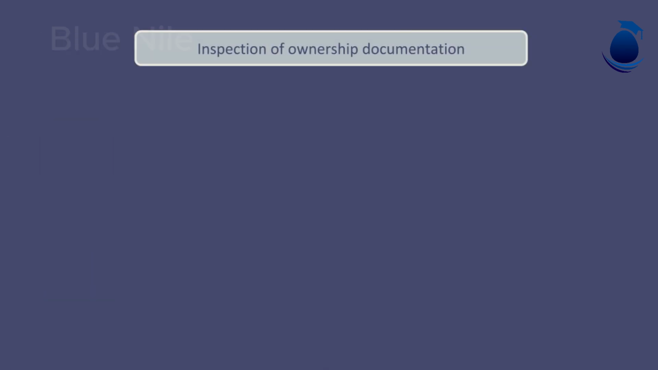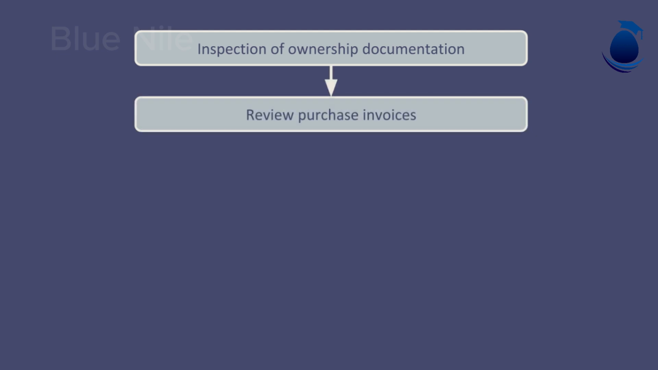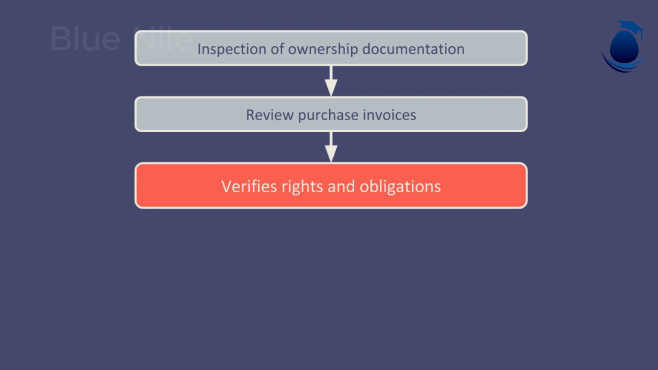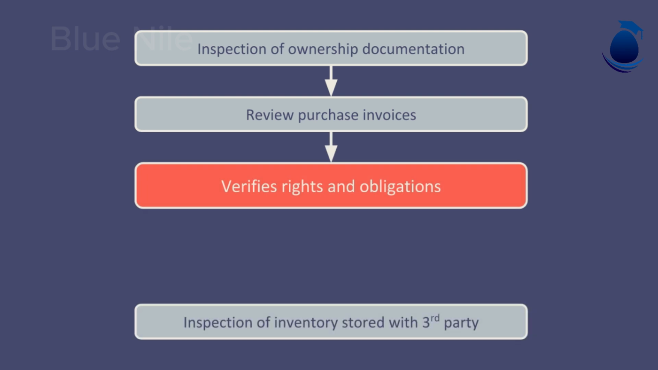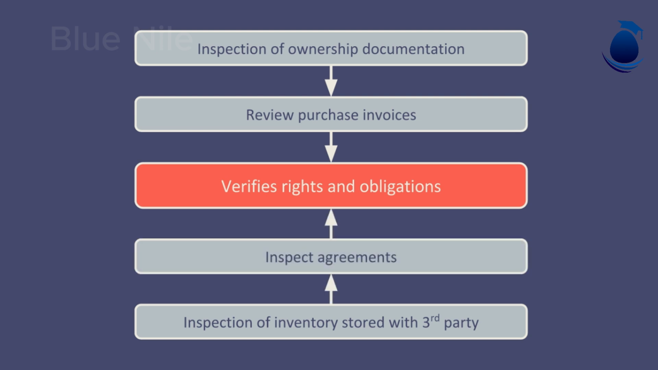Inspection of ownership documentation should also be carried out. Review of the purchase invoices, for them to be addressed to the client, verifies rights and obligations. Also, inspection of any inventory stored at third-party warehouses needs to be carried out. The auditor should inspect agreements with the client and ensure inventory belongs to them.